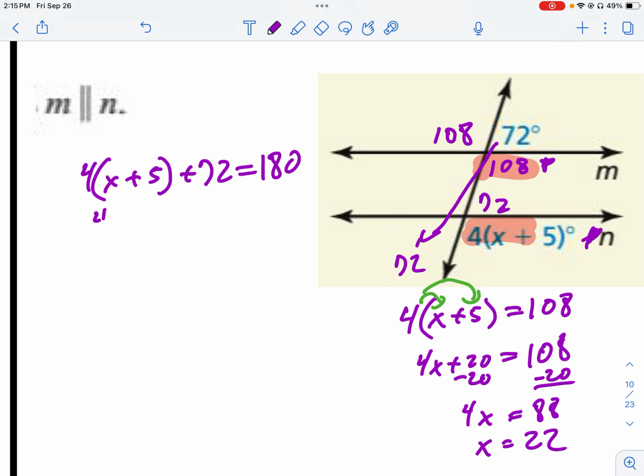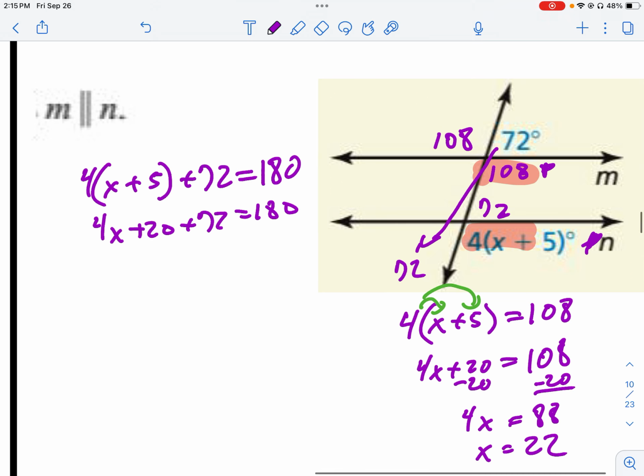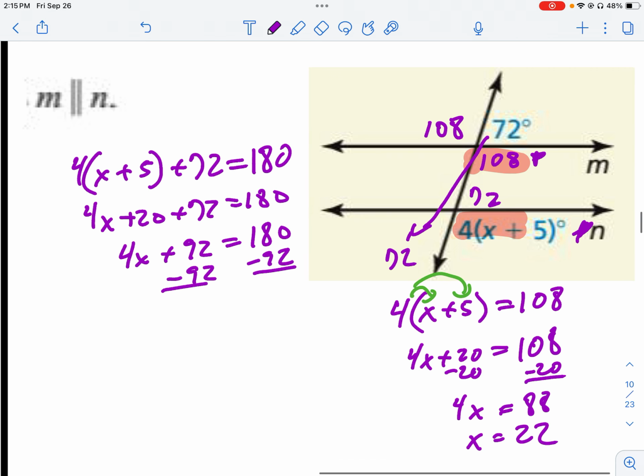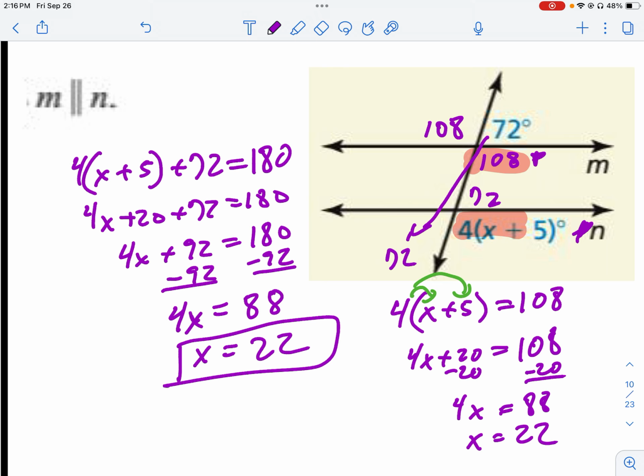Well, let's find out. When we distribute, we get 4x plus 20 plus 72 equals 180. Combine our like terms: 4x plus 92 equals 180. Let's get the x by itself. So we get 4x equals 180 minus 92. 180 minus 90 is 90, minus 2 is 88. So x equals 22. Either way we do it, we get the same result. That's how we know we did it right.